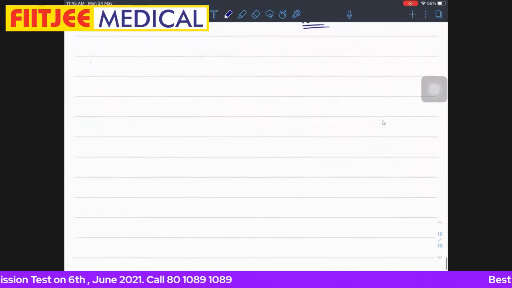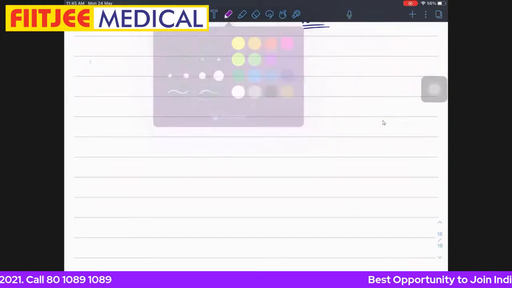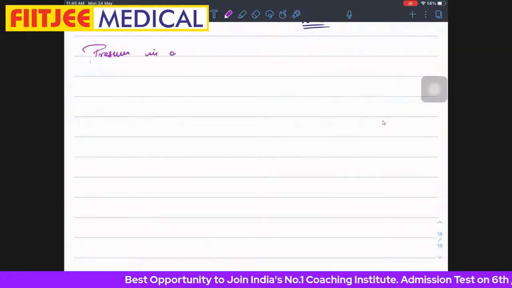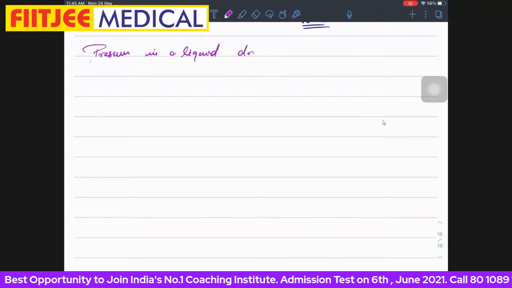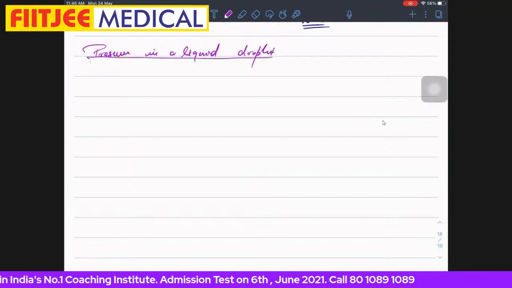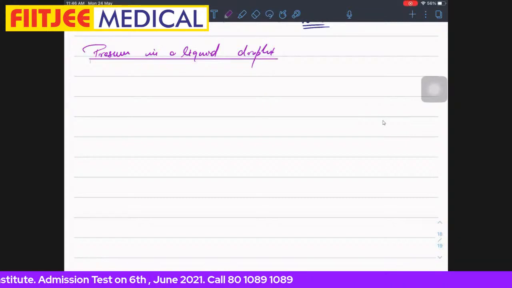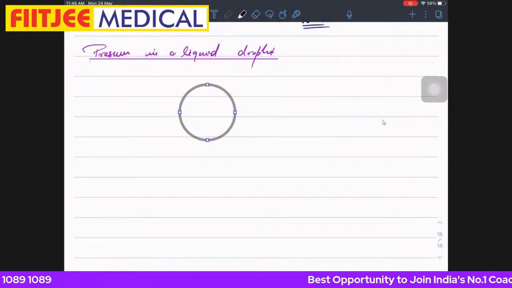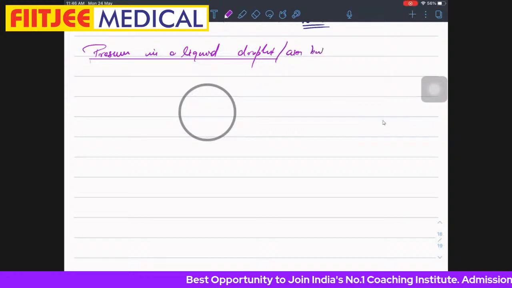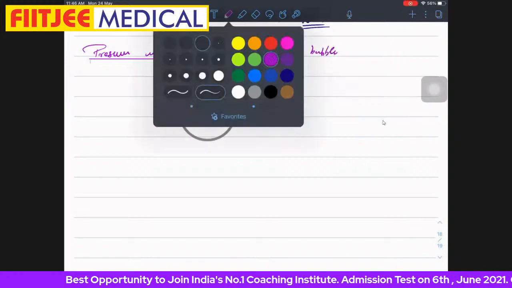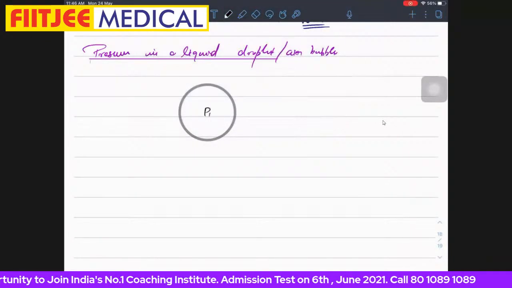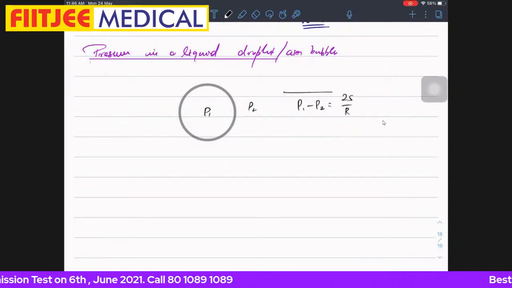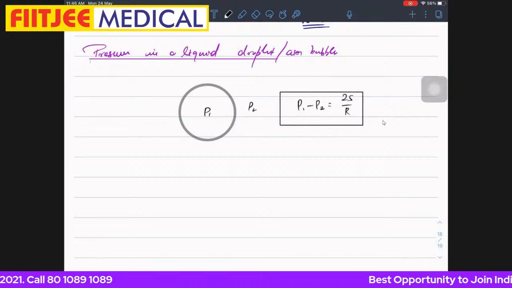So based on this, there are a few things on surface tension we should understand. Pressure inside a liquid droplet. So any liquid droplet or air bubble is there. If inside pressure is P1, outside pressure is P2, so here we write P1 minus P2 equals 2S by R in case of a liquid droplet or air bubble.